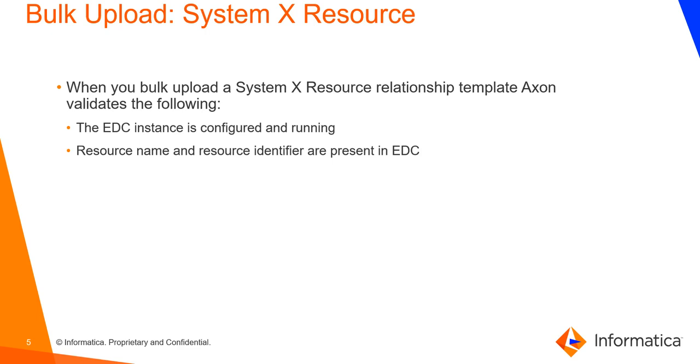Validations during bulk upload. When you bulk upload a System X resource relationship, Axon validates the following. The EDC instance is configured and running. The resource name and resource identifier are present in EDC. So if any one of these conditions are not met, the bulk upload will fail.